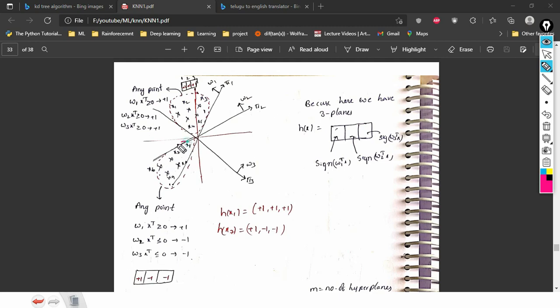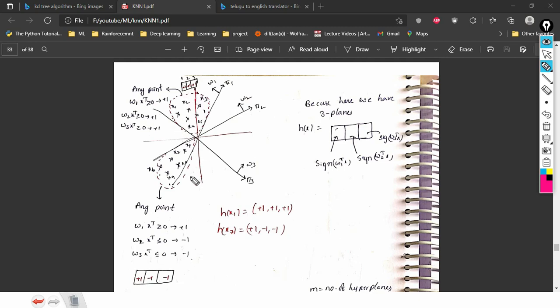Now coming to these points. For these points, w1 is the same direction, that means this one is positive. For w2 these are on this side, that means the opposite direction, here we will get negative, and here also these points are in the opposite direction. Here we will get -1, it was the same thing that was represented.